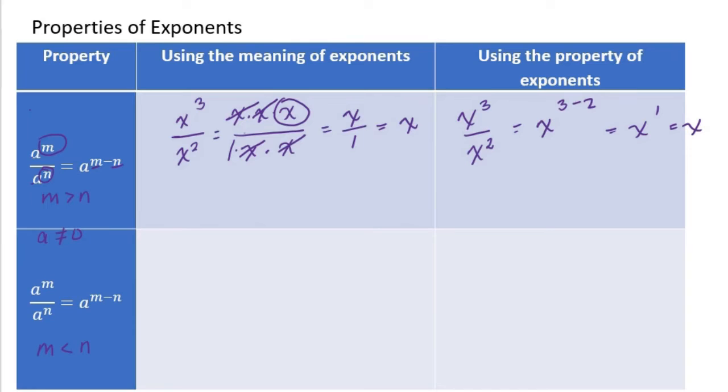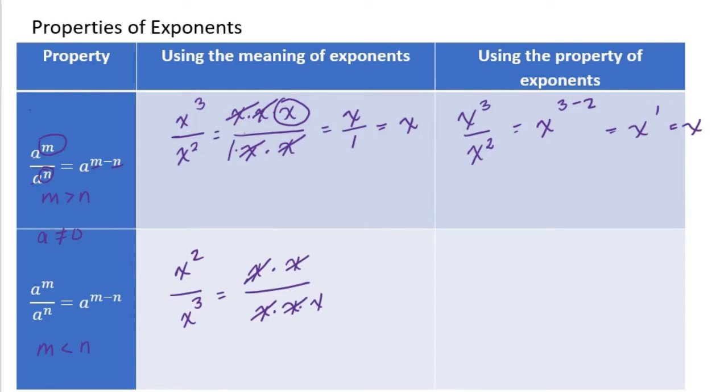So again, we're working with the same rule, but I'd like to have a look at what happens now when the exponent in the denominator is the larger one. So for example, if I have x to the power of 2 divided by x to the power of 3. So we have 2 x's multiplied in the numerator and 3 x's multiplied in the denominator. Because we have multiplication in both top and bottom, we can absolutely cancel as long as we have the same factor top and bottom. So we have this pair of x's that we can cancel, and a second pair of x's that we can cancel.